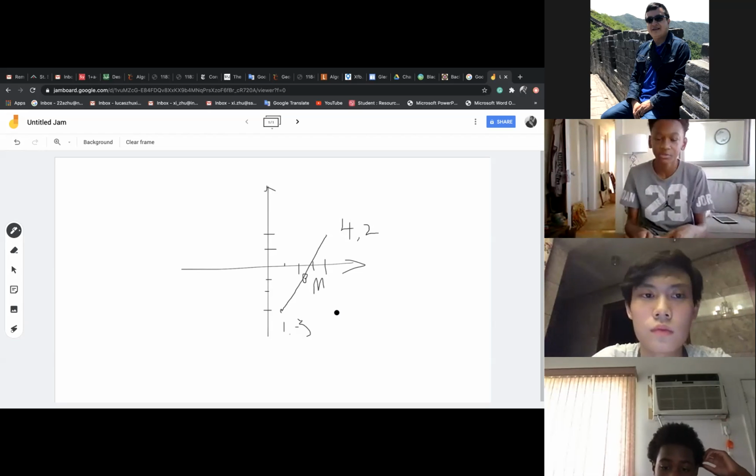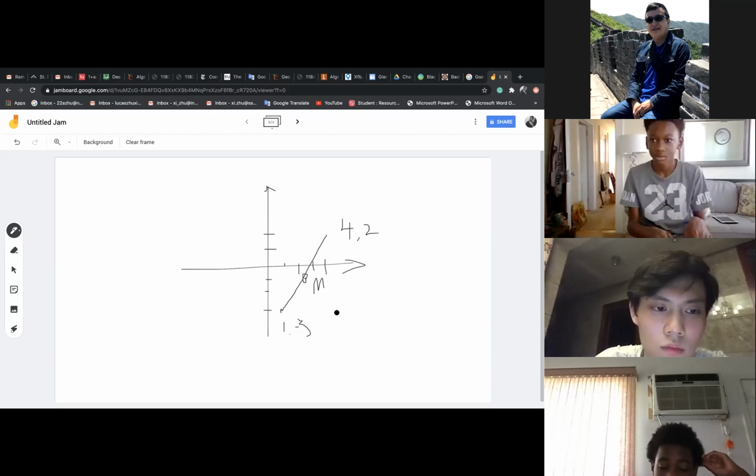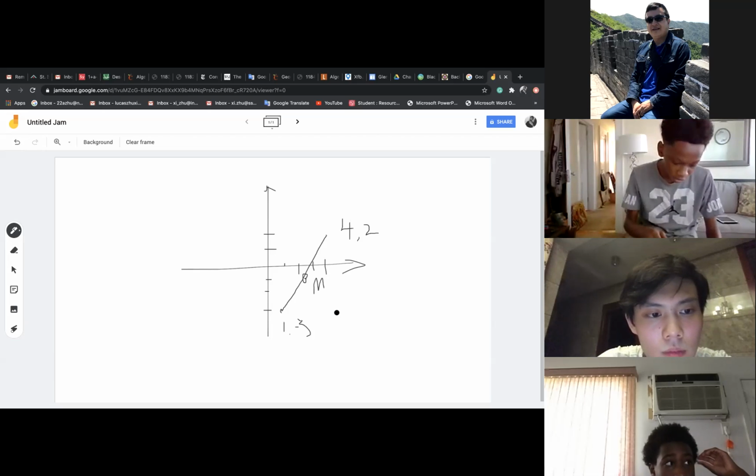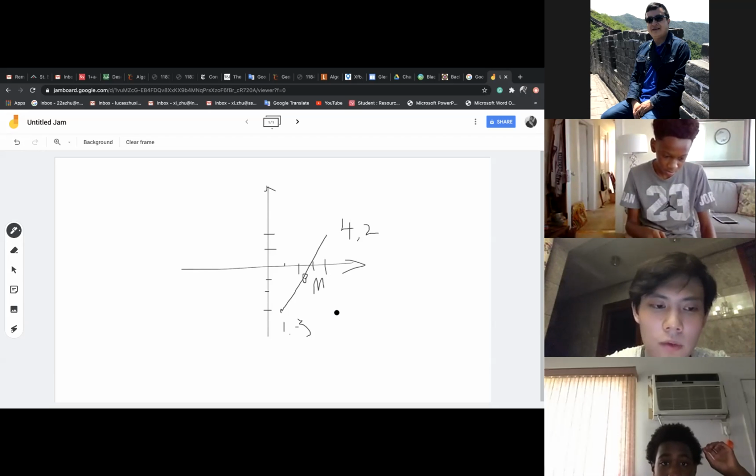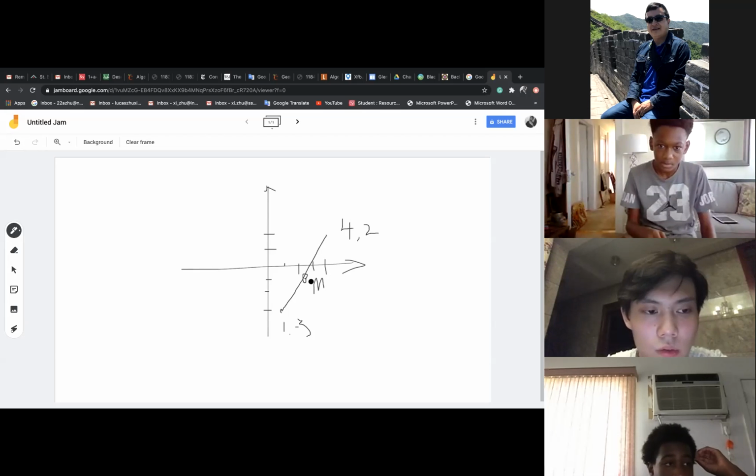Oh, the x value is the first number. What's that? X value, the first numbers. What's the value for m, for the midpoint?